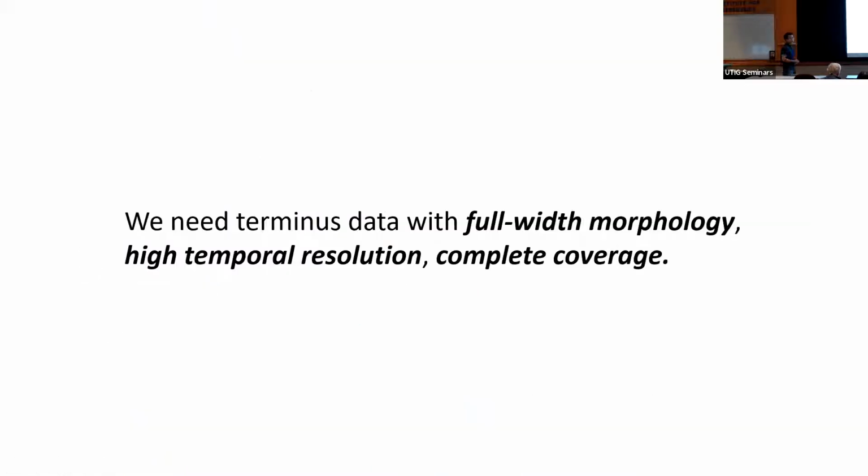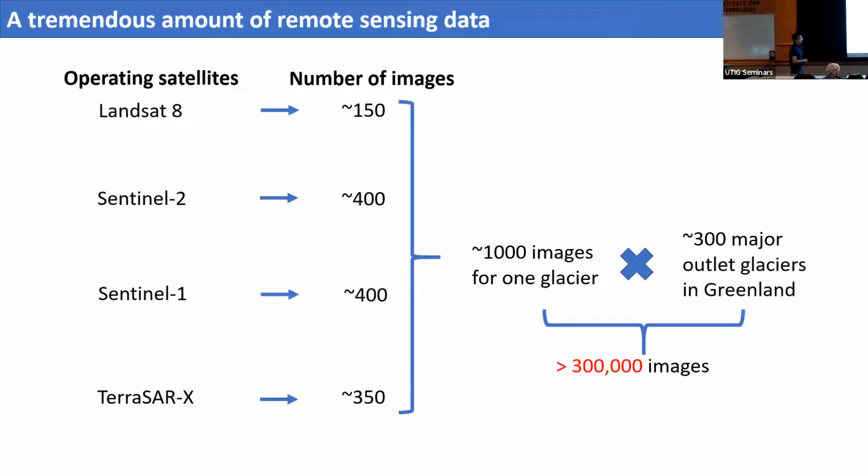So to summarize, to understand the ice-ocean interaction better, we need terminus data with full width morphology, high temporal resolution, and complete coverage of all the glaciers in the Greenland ice sheet. Because of the proliferation of remote sensing in recent years, we do have the chance to have this really comprehensive terminus dataset. Here I list some of the operating satellites, and here's the number of images for a single glacier. In total, we have 1,000 images for just one glacier.